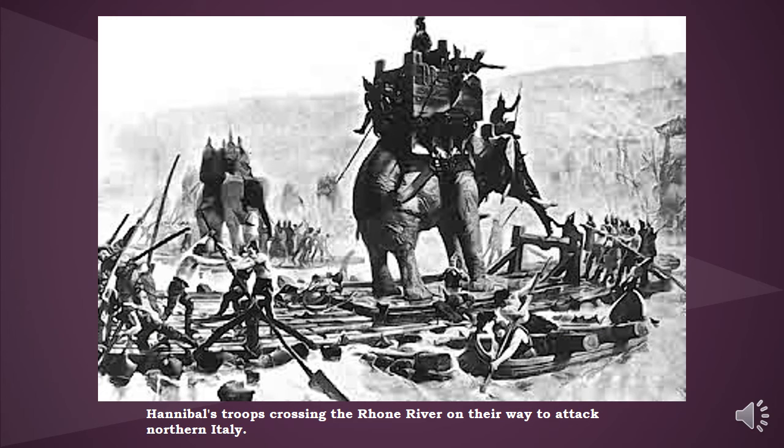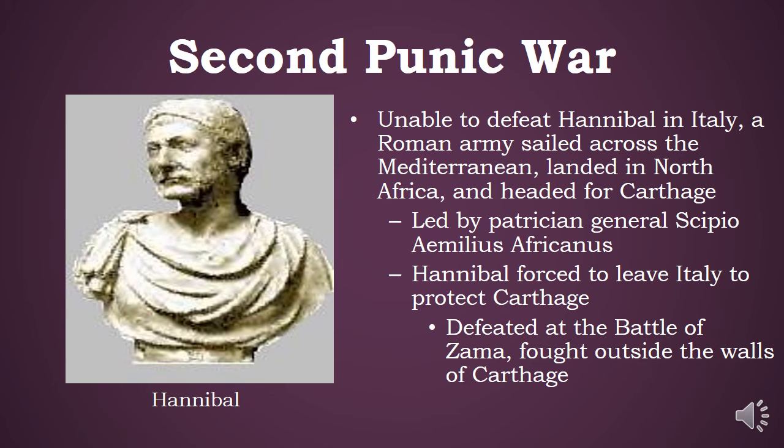Here's an image, a drawing of his troops crossing with the elephants, and you see the carriage on top. I could only imagine what this must have looked like at the time. It's going to result in Rome winning and almost completely destroying Carthage. They don't yet, but almost.